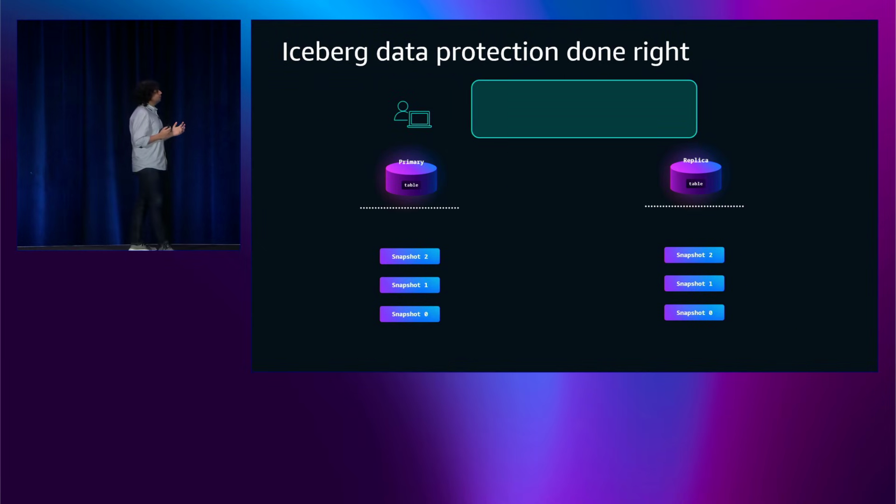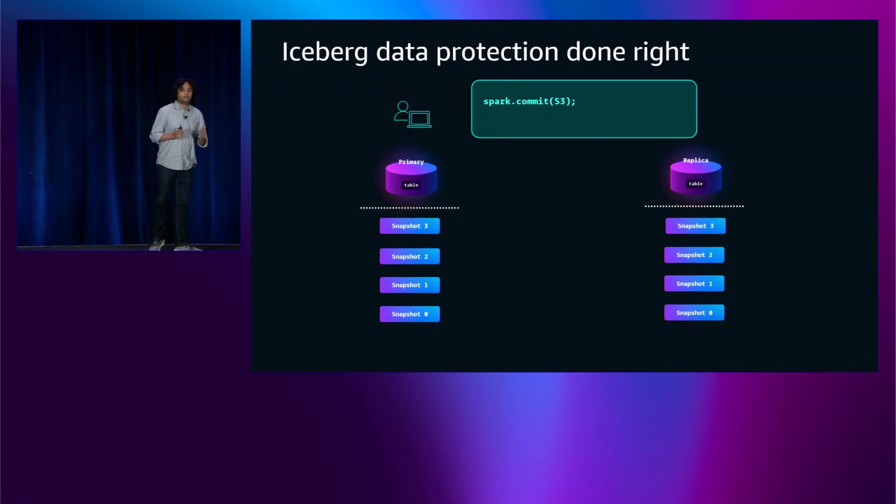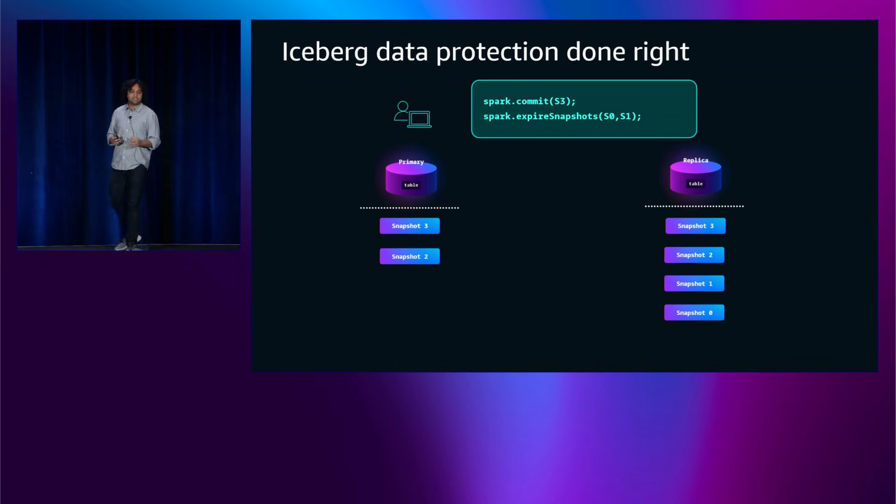So let's say we have a primary and a replica, and you commit a new update to the primary. As expected, we replicate it to the other end as well. Now let's say the next command that came in was, let me expire my snapshots S0 and S1. In this case, the replication service does not take action on that.